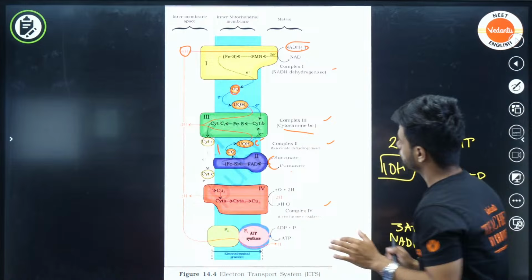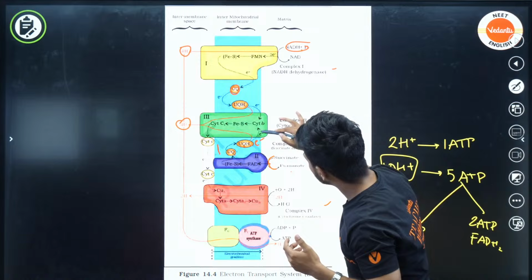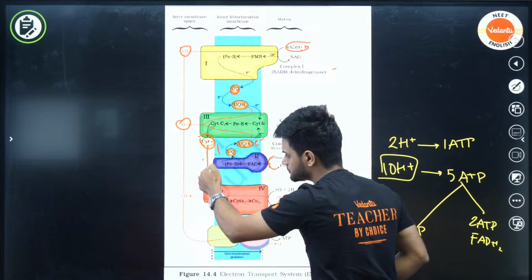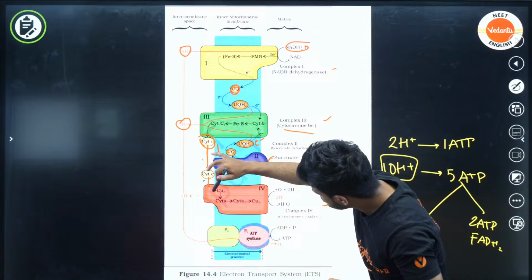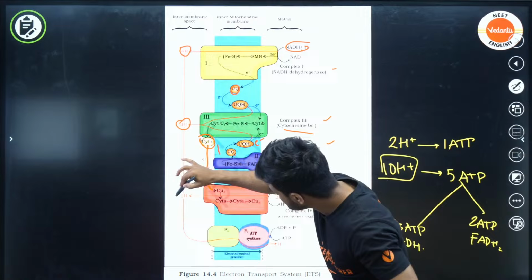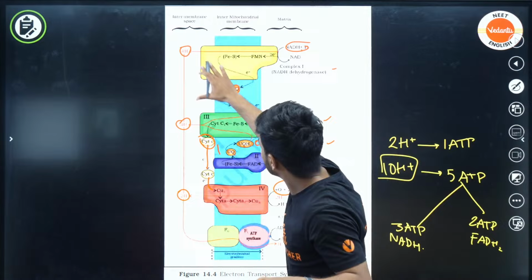So this will have how many? 4 protons and 1 electron from here, 1 electron from here. So in total, two electrons are here and 4 protons. Then electrons are taken up by your cytochrome C, which is a mobile electron carrier, which takes it to your complex 4. From here, electrons go to your copper centers. Finally, the electron acceptor is half O2 plus 2H plus, which converts to water. And when this is happening, 2H plus is again sent to your intermembrane space. So in total, how many do we have? 4 plus 4 plus 2, 10H plus are there, and the potential gradient is maintained.